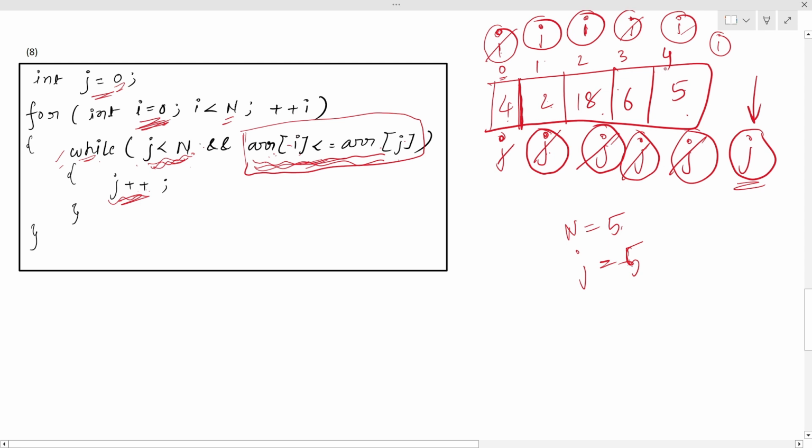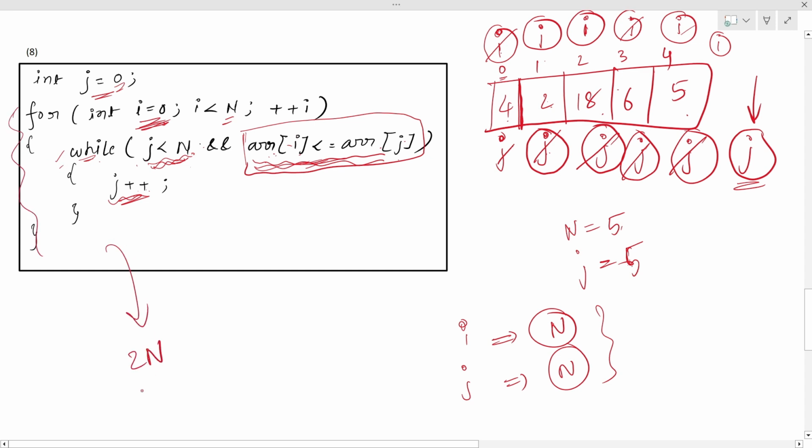So you can clearly see here, guys, i is visiting the entire array and j is also visiting the entire array. That means i is visiting the entire array which is of size n. j is also visiting the entire array which is of size n. That means this entire code snippet is running for 2n times. You take whichever array, at some point j comes out of the array and at some point i comes out of the array. That means i is visiting n times and your j is also visiting n times only.